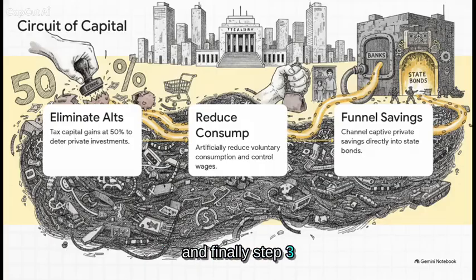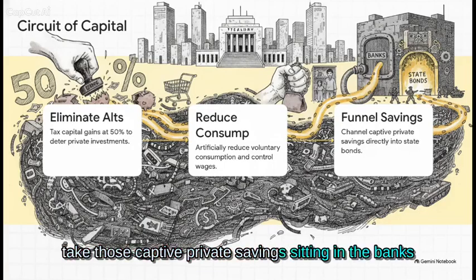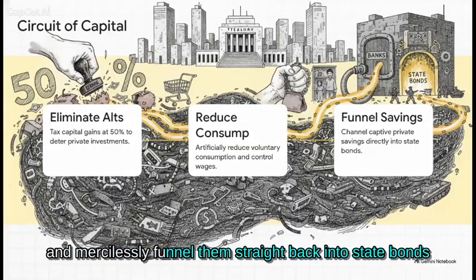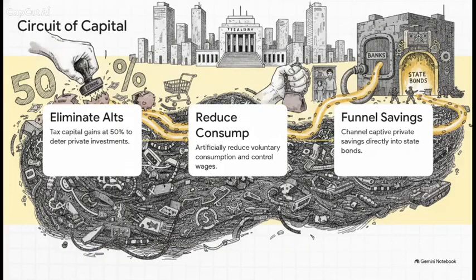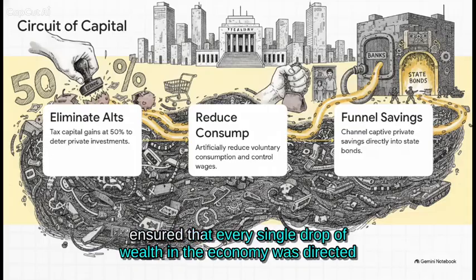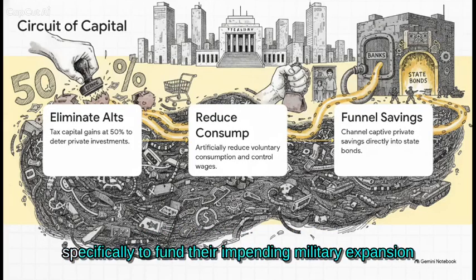And finally, Step 3. Take those captive private savings sitting in the banks and mercilessly funnel them straight back into state bonds. This closed-loop system ensured that every single drop of wealth in the economy was directed straight to the Treasury, specifically to fund their impending military expansion.